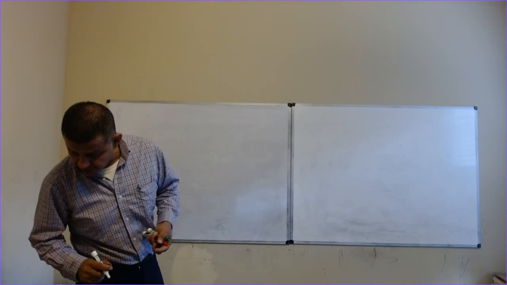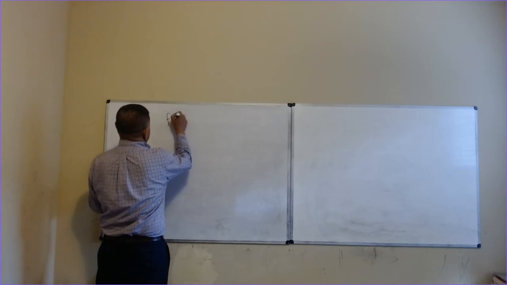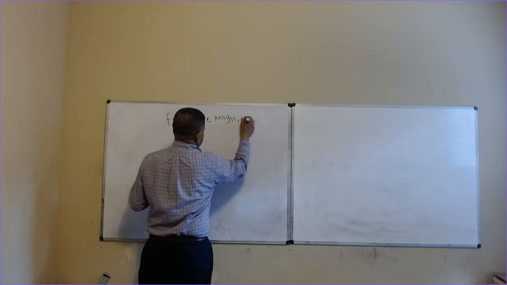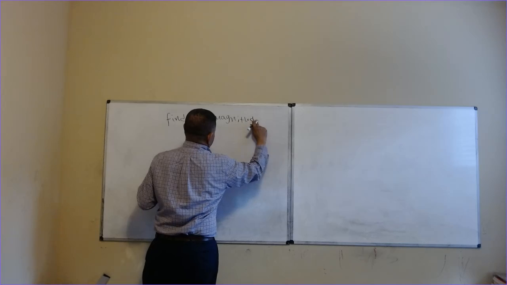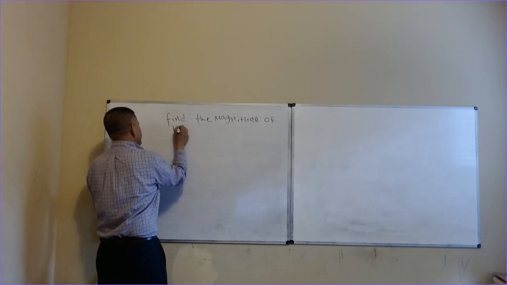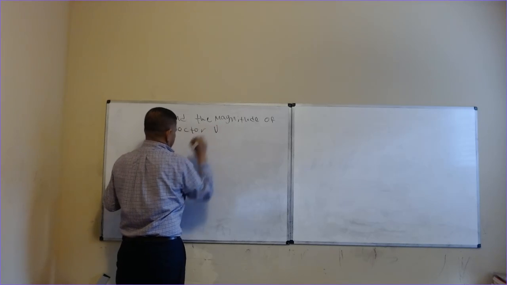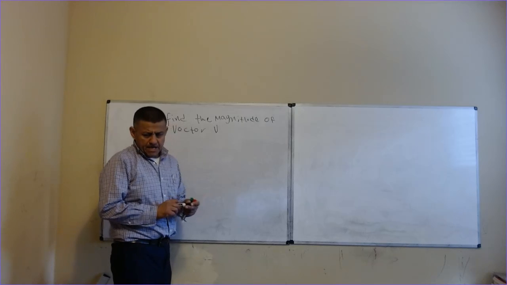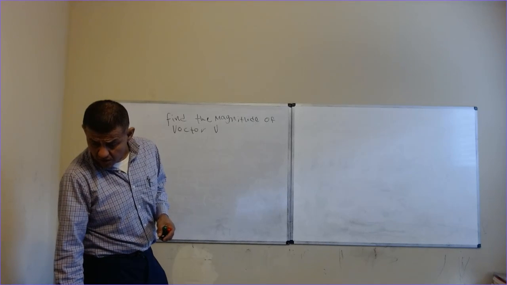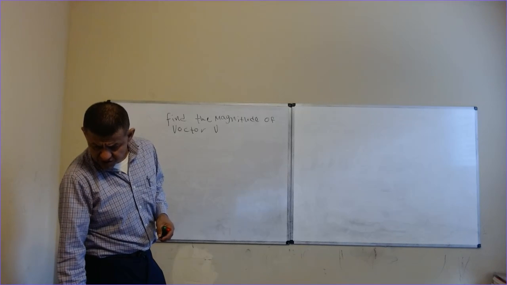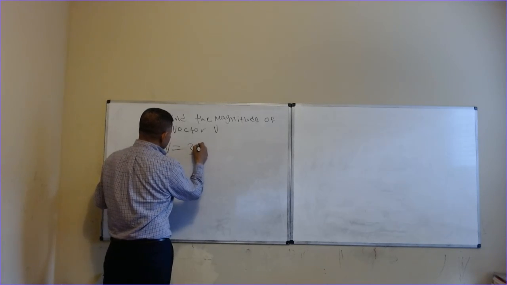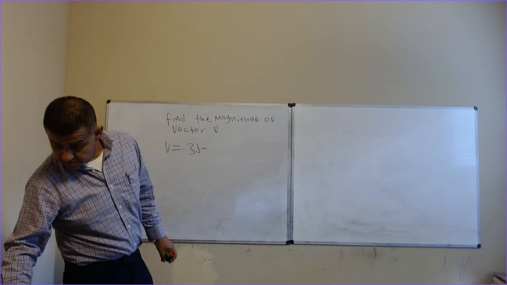We'll find the magnitude of the vector, and it says find the magnitude of vector v, like that, right? So basically, find the magnitude of the vector. And the problem is given in the form of 3j and 5k. So vector v is 3j minus 5k.